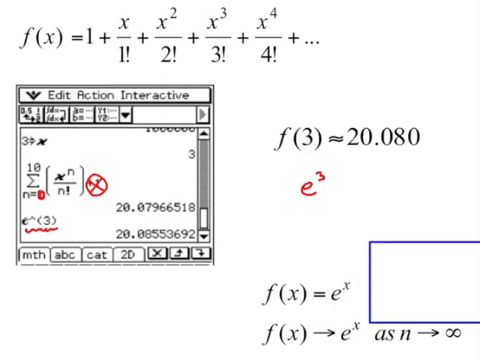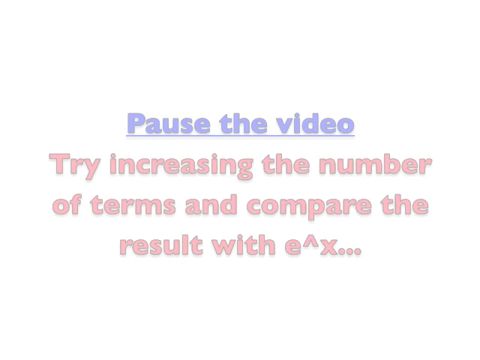So what we're showing here is that f of x is equal to e to the power of x, or that f of x tends to e to the x as n tends to infinity. Indeed, if you increase this value 10 to a much higher number, you should see that it is much closer to e to the power of x. Why don't you try some higher values instead of 10 and watch that approximation tend to e to the power of x.